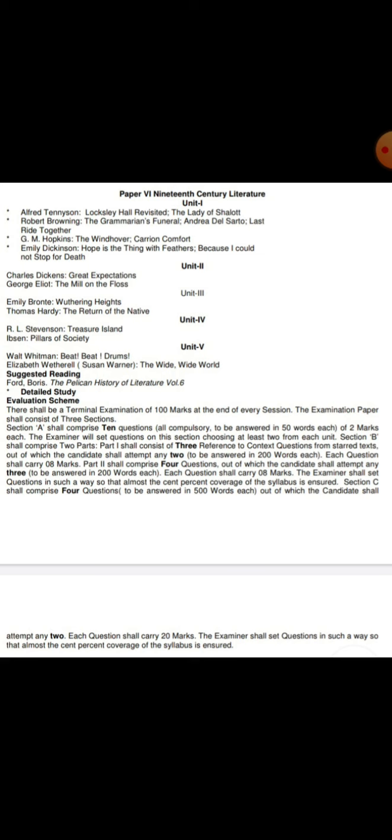Now one of the units will be left out by him by choice. So it is the choice of the examiner, but you won't be having any choice. You have to cover the whole syllabus. So that is all about the syllabus.